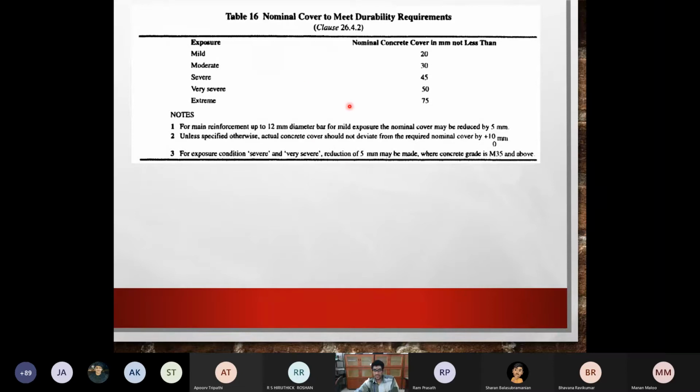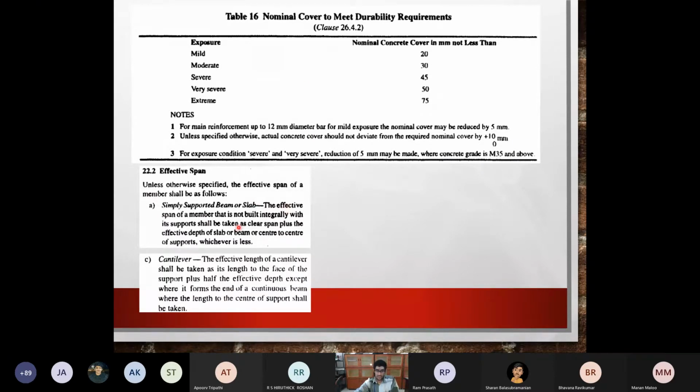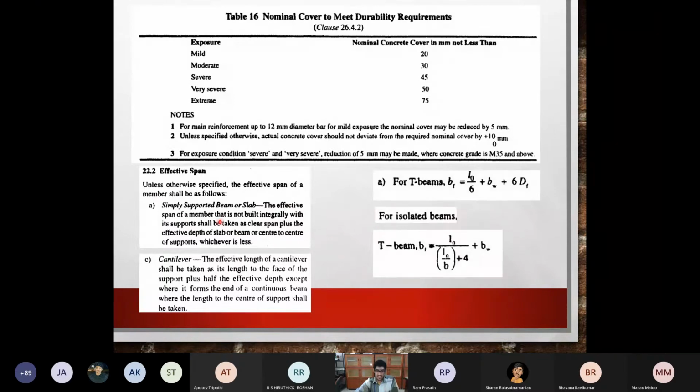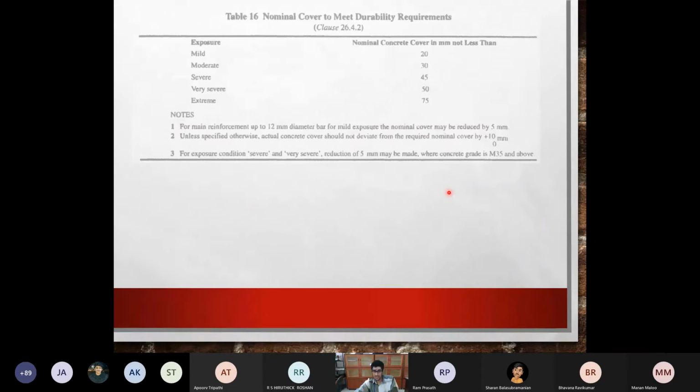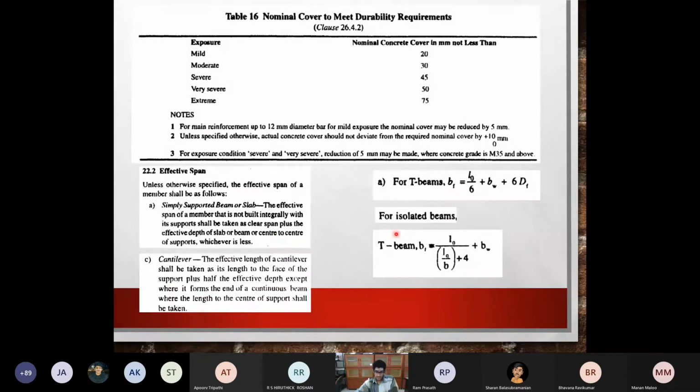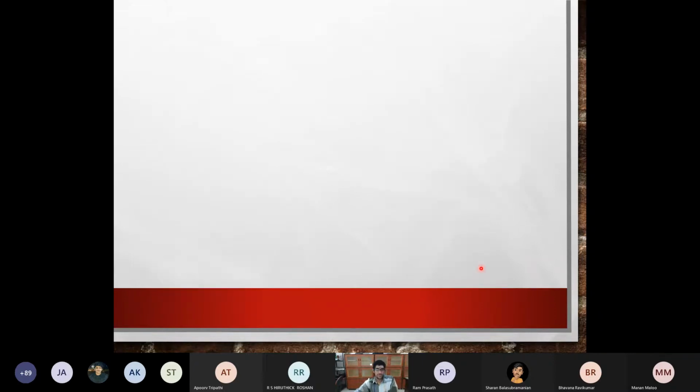Then cover requirements. This is also taken from IS 456. Effective span I told you: largely it is clear span plus effective depth. If it's a T-shaped beam, then the breadth of your flange is known as the effective breadth of flange. Do we have a T-beam picture anywhere? When we come to T-beam design, you will be using this formula at that time. These provisions are also present in clause 22.3 or 22.4, so you can use them then.